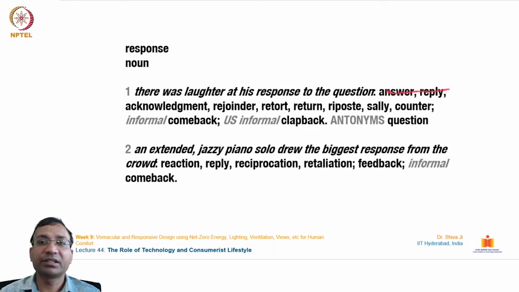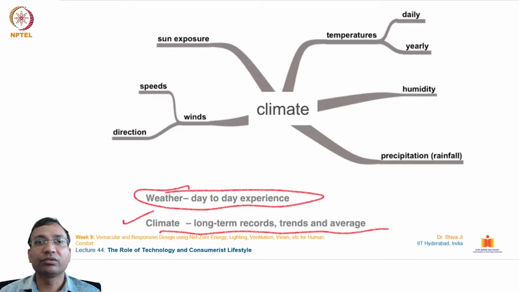And what is responsiveness? Responsiveness is very simple, it is the answer to a given situation. So this is the climate, and these are the elements of this climate. The climate is a long term record and trend of the different averages of the elements of climate and weather which happen on a day to day basis. For example, if it is a rainy day or a cloudy day, that is a result of weather.